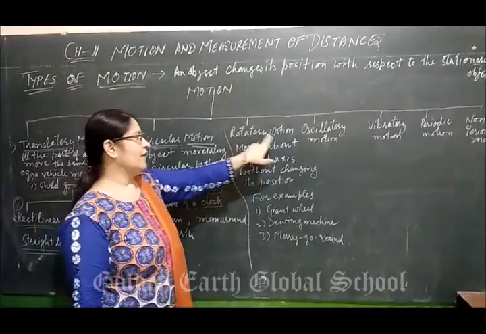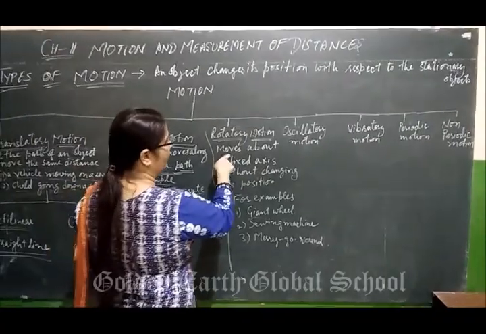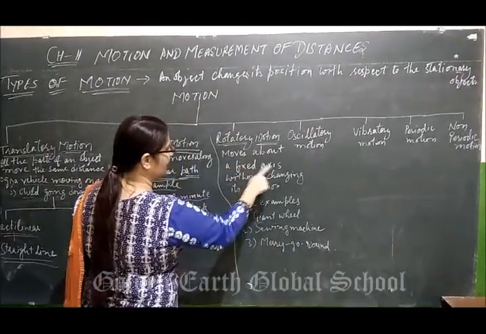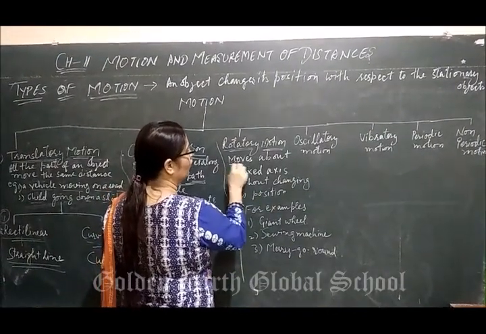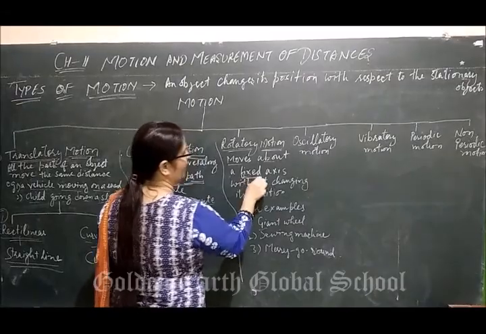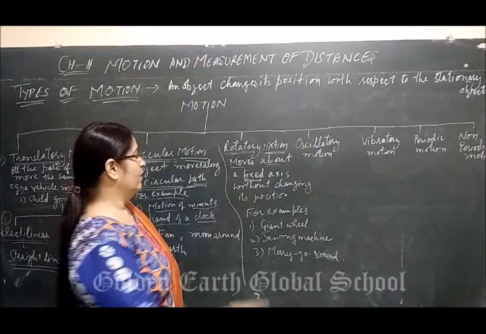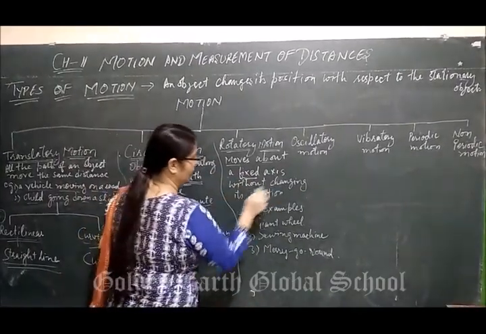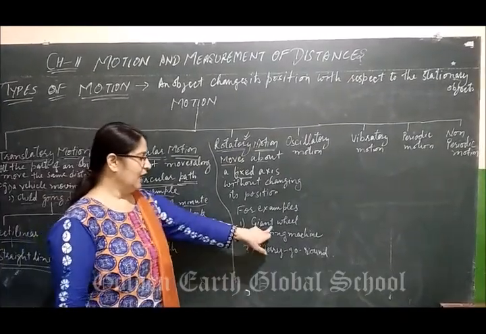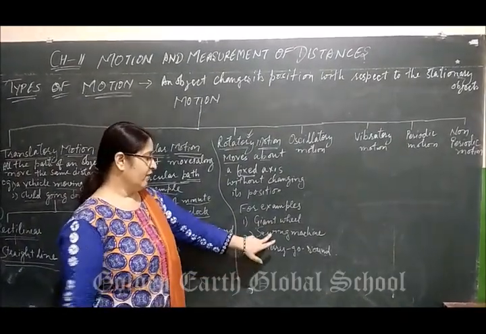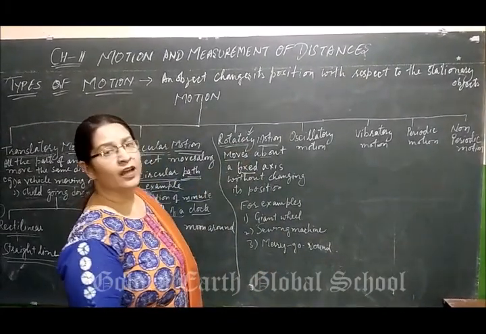Next is rotatory motion. When an object moves about a fixed axis without changing its position, means when an object moves about a fixed axis, but it will take a round without changing its position, then it is said to be a rotatory motion. For example, a giant wheel, a fan, a sewing machine, a merry-go-round are examples of rotatory motion.